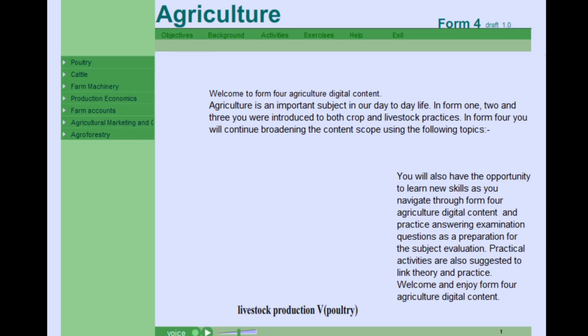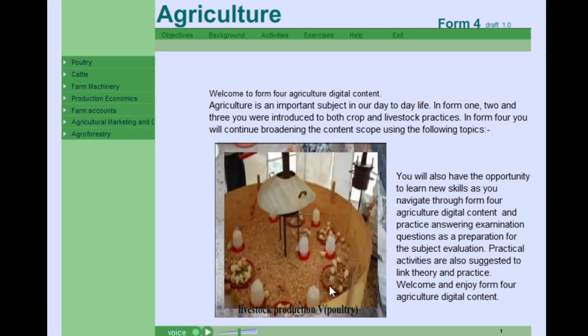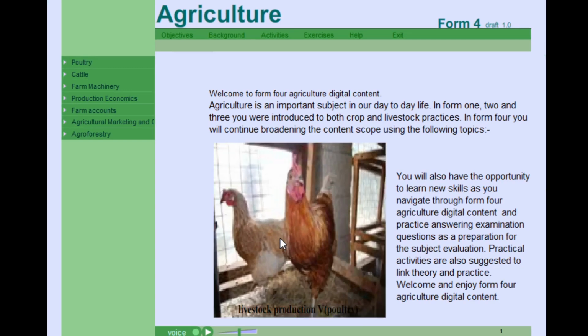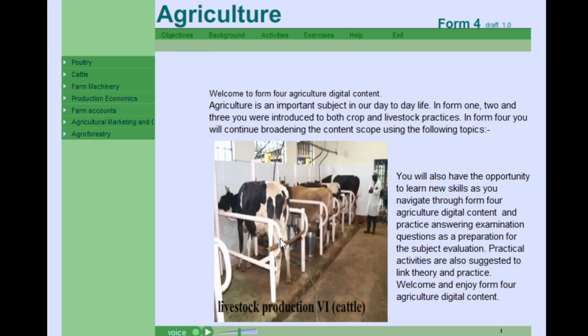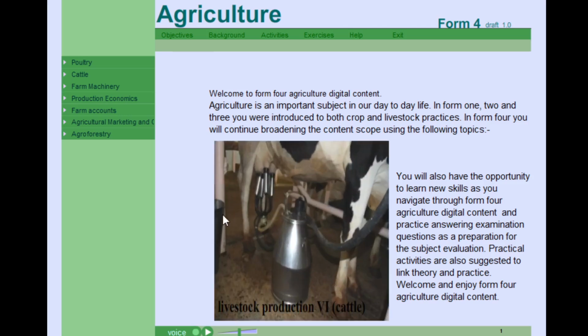Welcome to Form 4 Agriculture Digital Content. Agriculture is an important subject in our day-to-day life. In Form 1, 2 and 3, you are introduced to both crop and livestock practices.